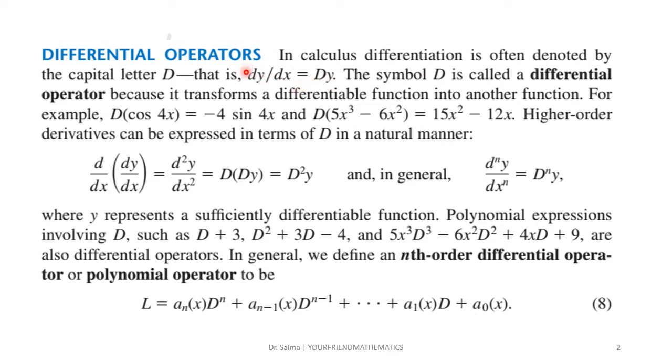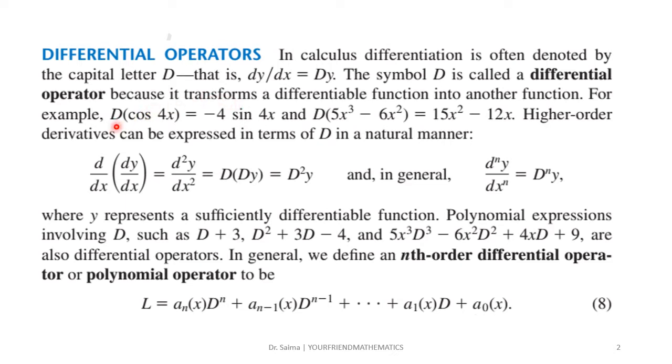You know that dy by dx is the derivative of y with respect to x, and we also denote it using the differential operator as D of y. The symbol D is called the differential operator. Why do we call it a differential operator? Because it transforms a differentiable function into another function. Because of this, we call it a differential operator.